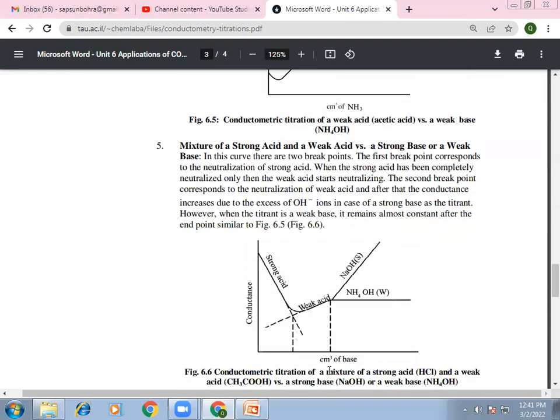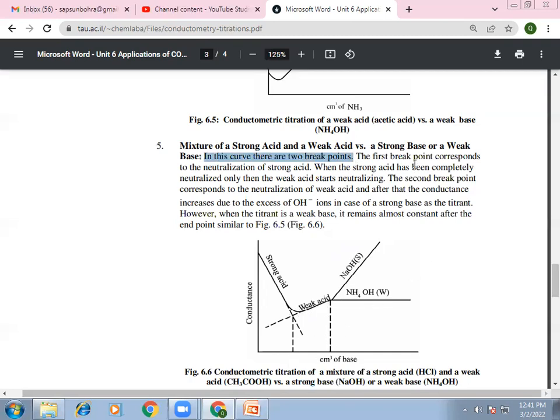Now suppose you have one more example I will discuss, that is your conductometry. You're doing the titration of a mixture of a strong acid HCl. You take a weak acid, that is CH3COOH, and a strong base or a weak base. Okay, so initially you will see a curve like this, then like this, and then it is going up. Okay, so in this curve we have two breakpoints. ये एक हो गया, and this is the another breakpoint.